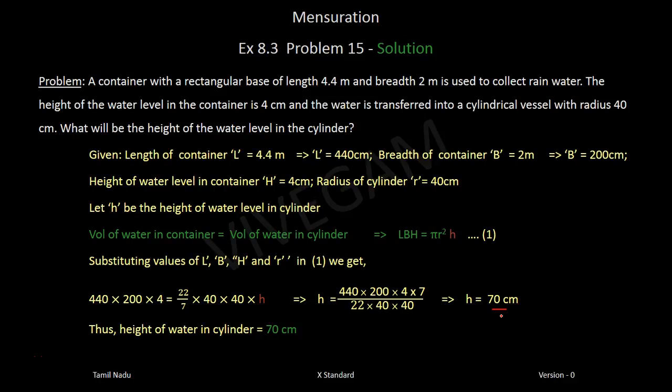It looks complicated, but the moment you have this key concept, that the quantity or the volume before transfer and after transfer are the same, or the volume of the water in the container will be the same as the volume of the water in the cylinder, because you are transferring the entire amount. Once this is known, everything else is easy. Then it's basically substitution and simplifying. I hope you got the problem correct.